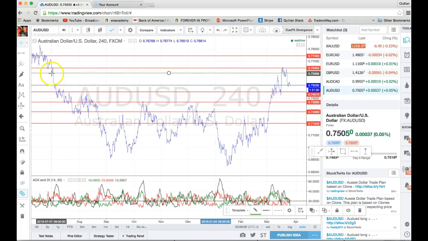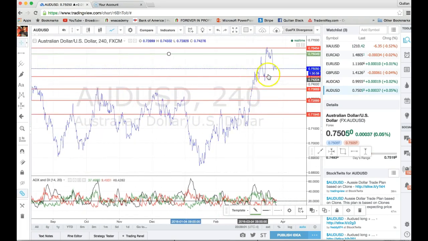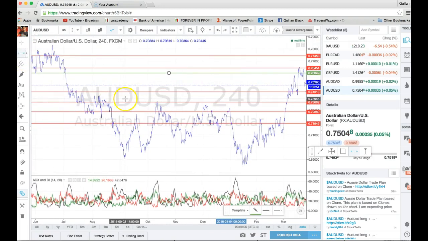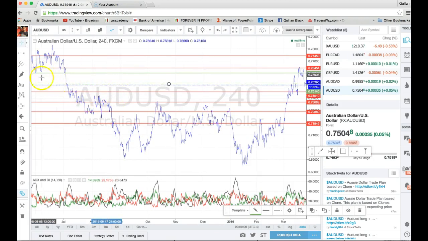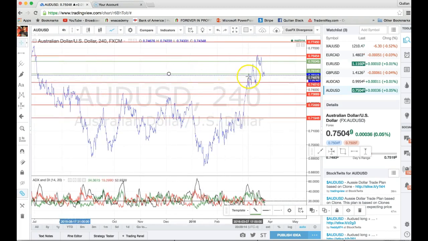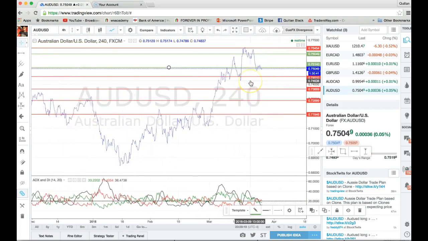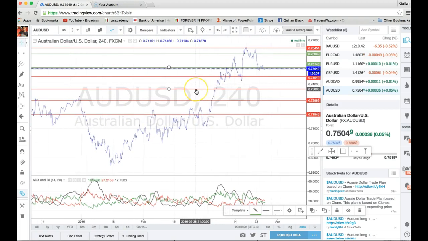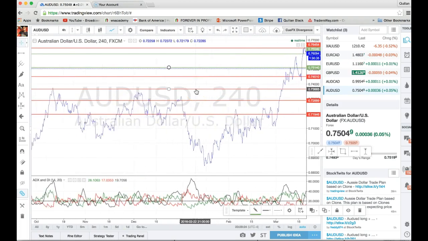Okay, so support right there. Over here, they acted as resistance, so keep that in mind. Over here, resistance, it broke, resistance, support, resistance, and a lot of indecision where price is now. So that's why price is acting very weird within this area right here, because it's hitting one of these key areas. So you have to keep that in mind.